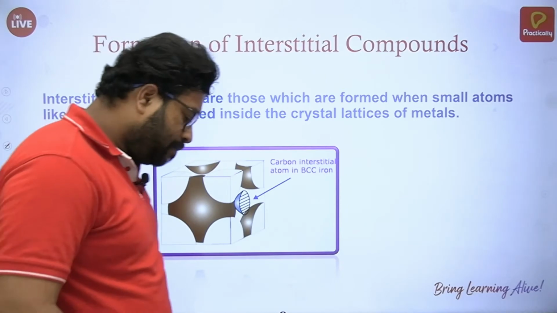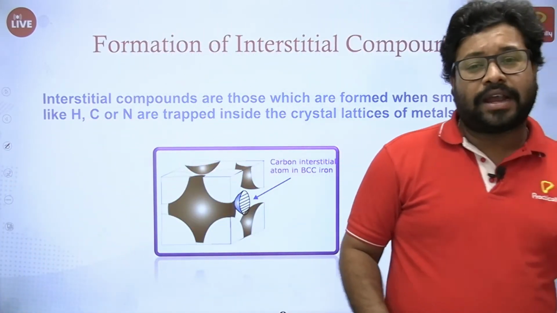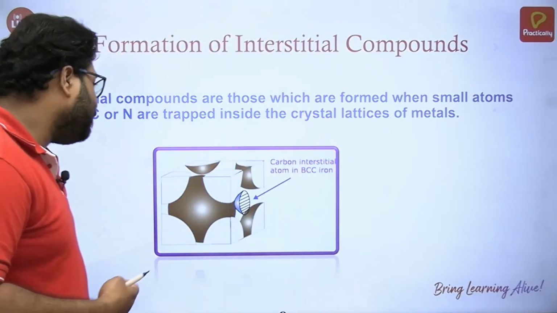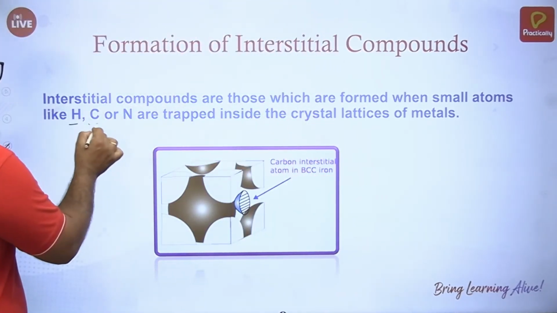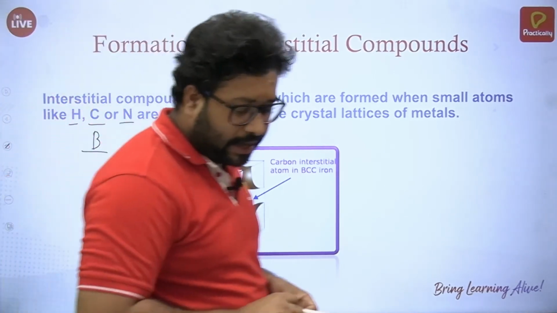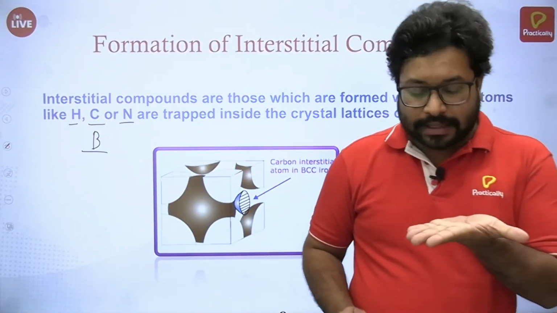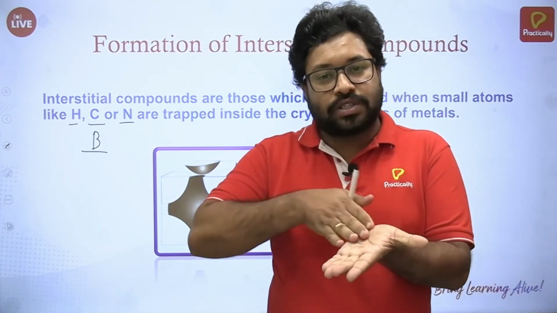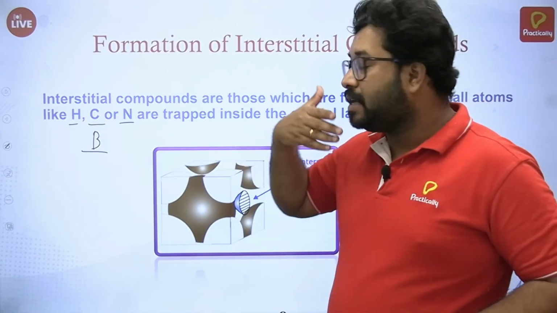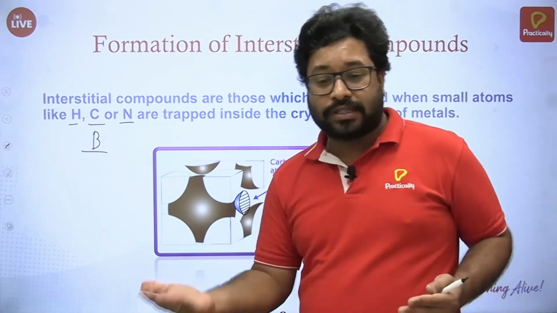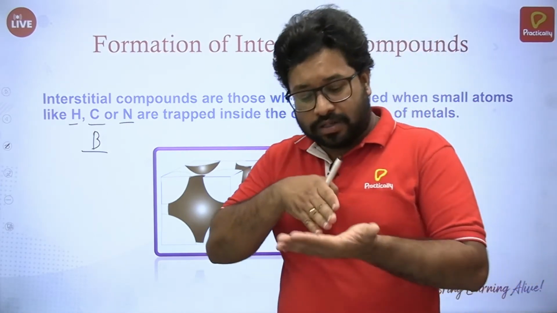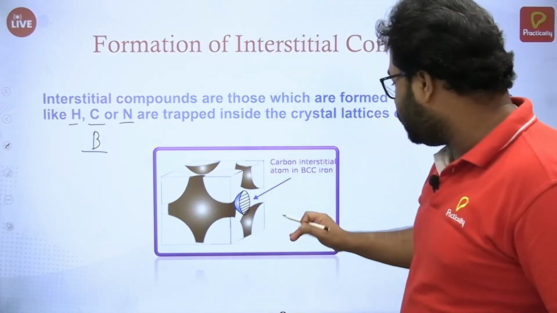So, formation of interstitial compounds. D block elements are known to show different kinds of interstitial compounds, with hydrogen, carbon, nitrogen, and sometimes boron as well. The d block elements have crevices in them. In those crevices, non-metallic elements, for example hydrogen, carbon, nitrogen, boron, silicon, which are small in size, go and sit. Look, here carbon has gone and sat.